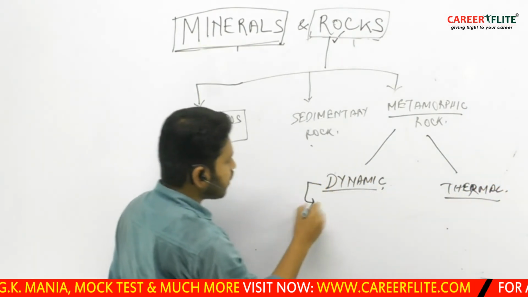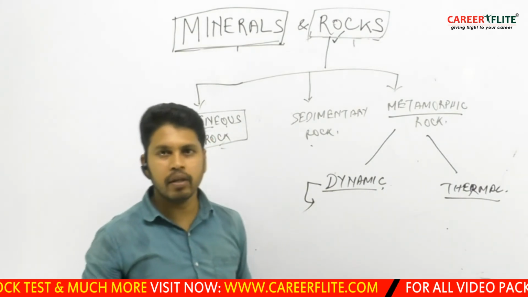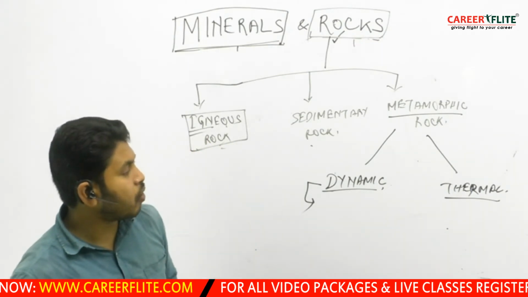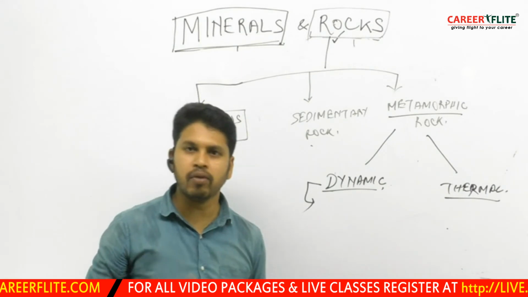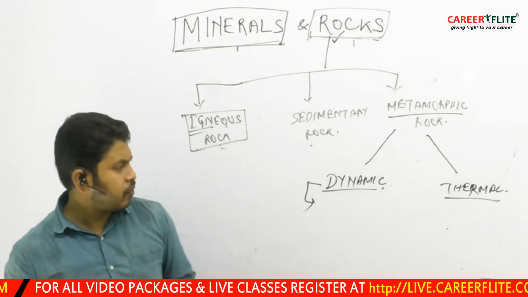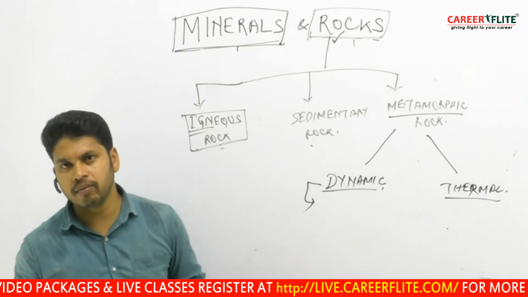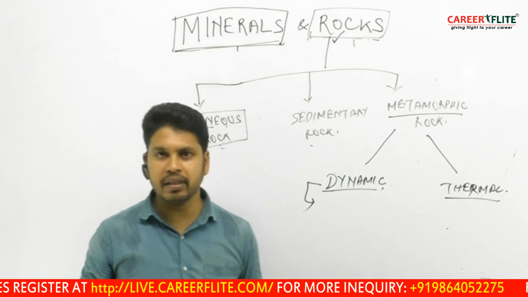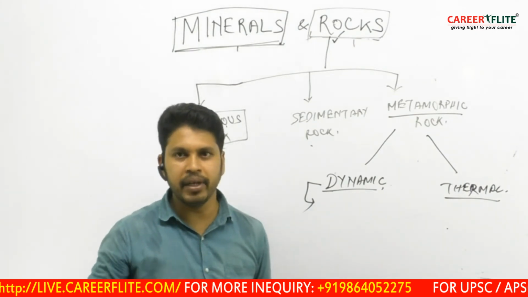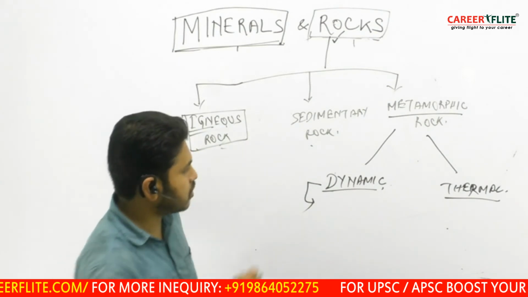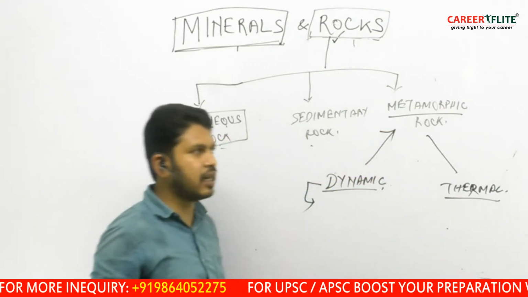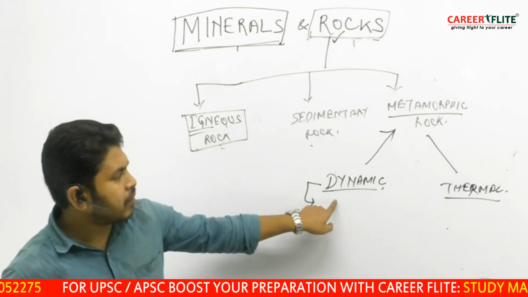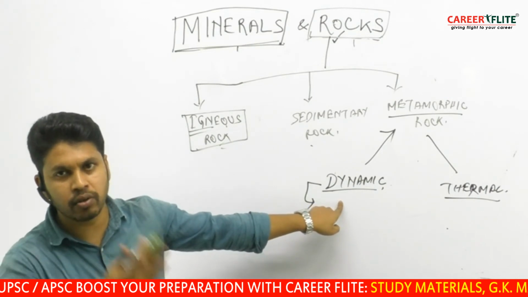Now, dynamic: when we crush the rock, when you break it mechanically under very high pressure, mostly we can see reorganization of the minerals, reorganization of the chemical constituents within the rock. But we cannot see much of the chemical changes within the rock. We can only see mechanical disintegration, breaking down, crushing, and physical reorganization of the minerals. There are very few chemical changes. So this kind of metamorphic rock that is formed because of physical crushing, mechanical breaking, disintegration, and change in pressure is known as dynamic metamorphism. The process is known as dynamic metamorphism.